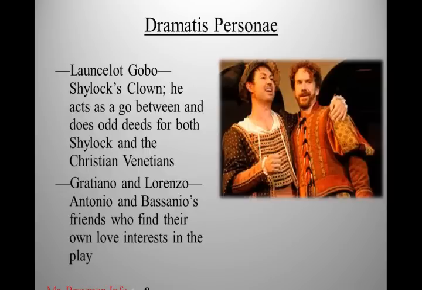Graciano and Lorenzo are a couple of Antonio and Bassanio's friends who are going to find their own love interests in the play, right? I mean, this is a true comedy. It's going to end with 3 marriages.